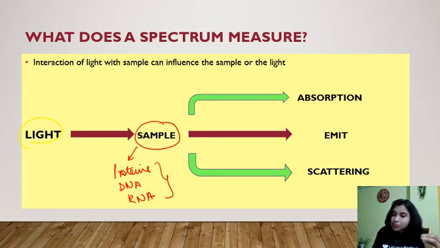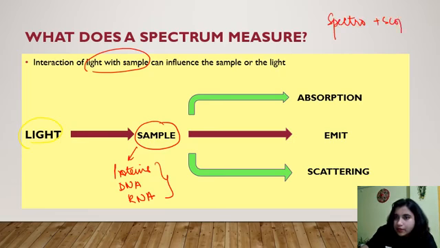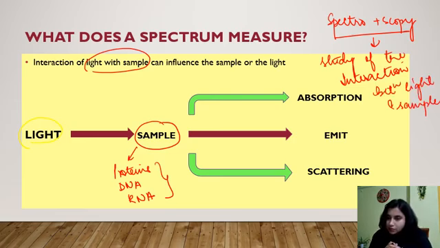So this changes, we call this interaction of light with sample. The study of the interaction of light with sample, we call it what? Spectroscopy. Spectro plus scopy. It deals with the study of the interaction between light and sample. Am I clear?